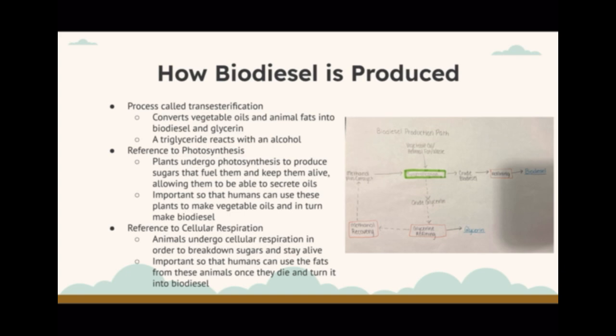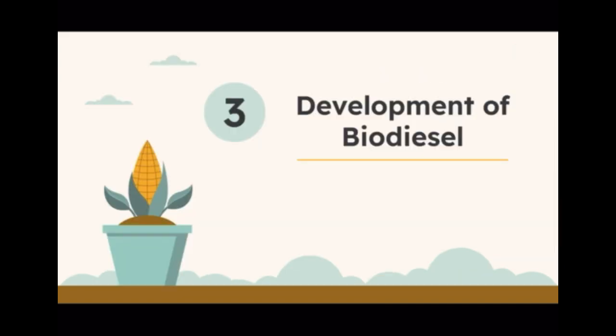And the reference to photosynthesis is that plants undergo photosynthesis to produce sugars that fuel them and keep them alive, allowing them to be able to secrete oils. And this is important so that humans can use these plants to make vegetable oils and in turn make biodiesel. And the reference to cellular respiration is that animals undergo cellular respiration in order to break down sugars and stay alive. And this is important so that humans can use the fats from these animals once they die and turn it into biodiesel.